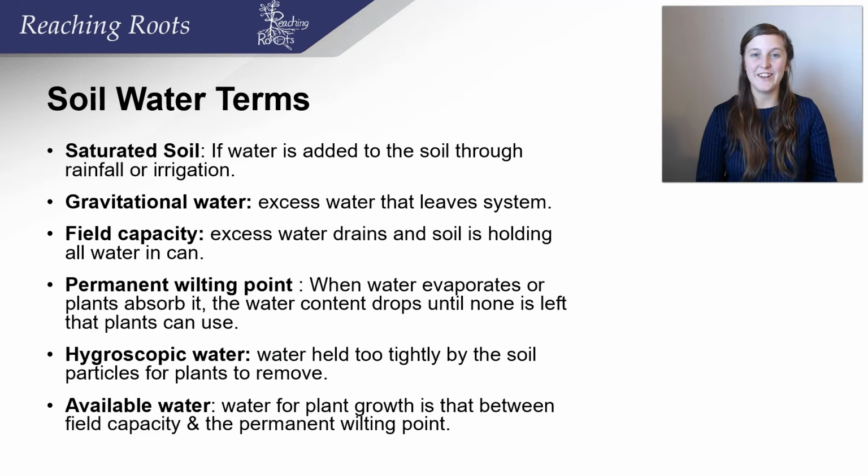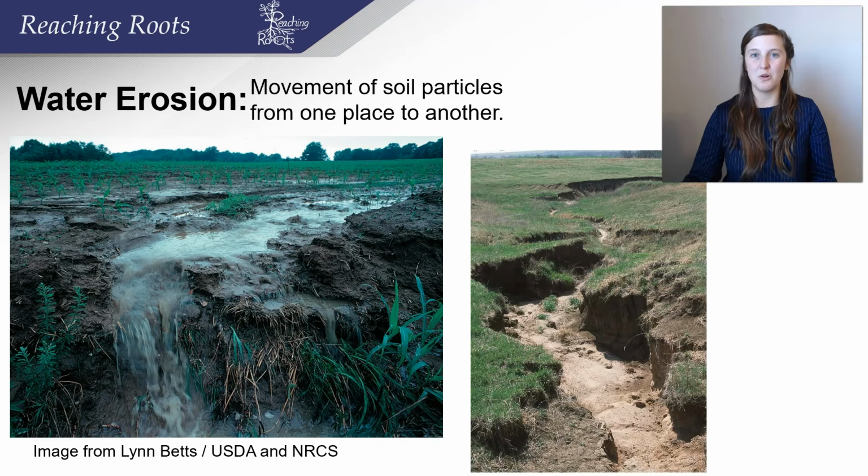Now that you know and understand these terms, we're going to move on to talk about soil loss through erosion. Erosion is the movement of soil particles from one place to another. This means that our soil particles are being lost somewhere else into the environment, and that can happen through water erosion, such as a large rain, improper irrigation, or flooding. Water erosion can be detrimental.